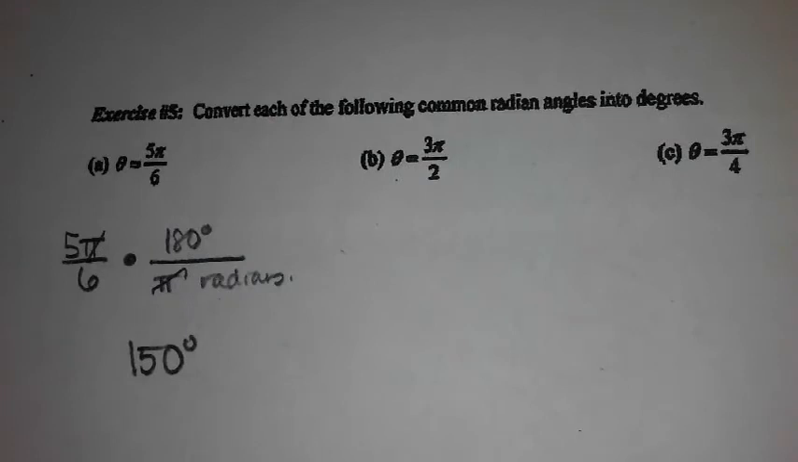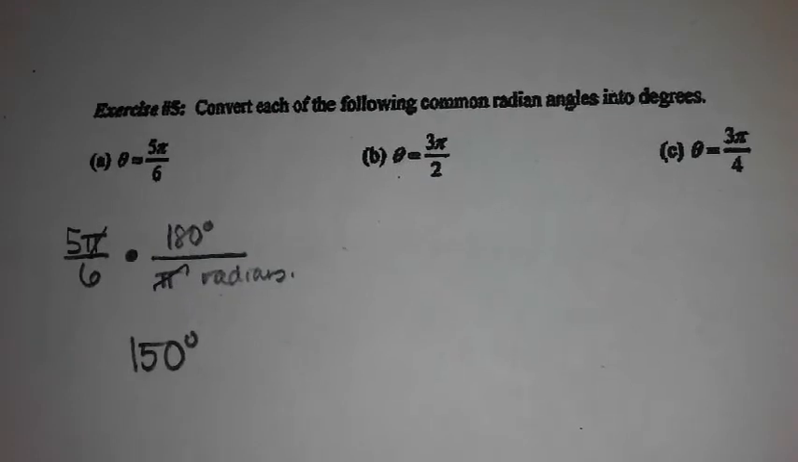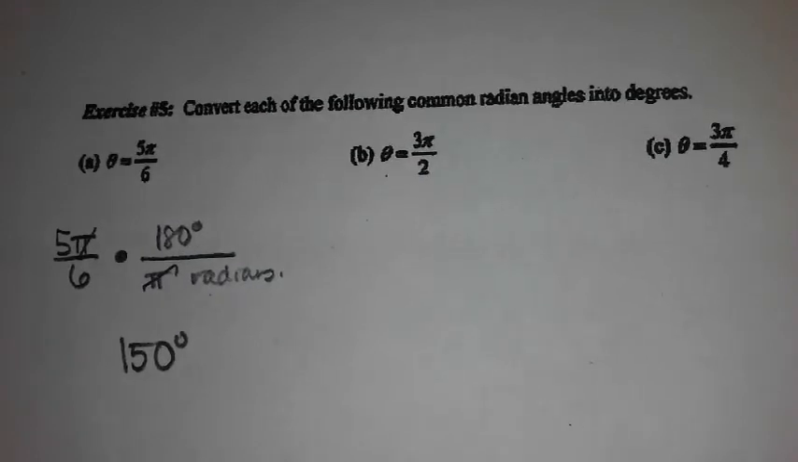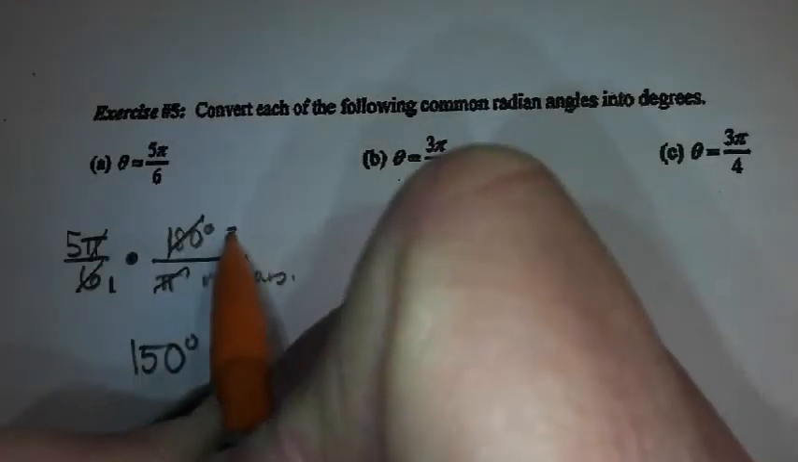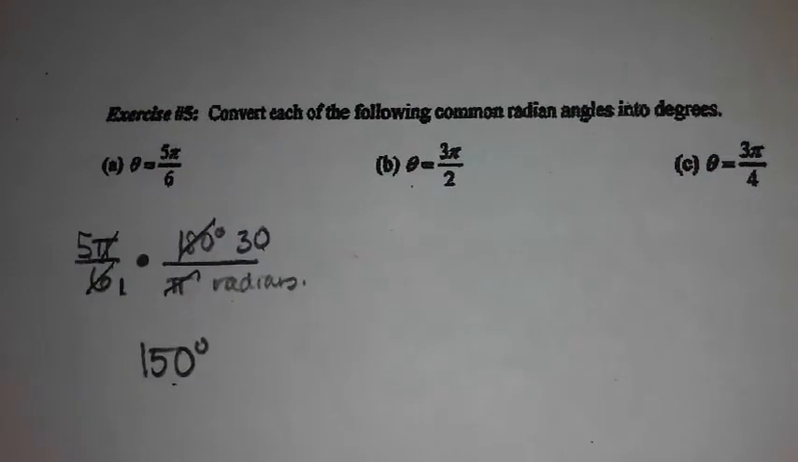Yep. Before multiplying? Sure. Yep. He's saying 6 and 180, he noticed, is 1 and 30. 5 times 30 is 150. Yeah, you could do all that. Okay?